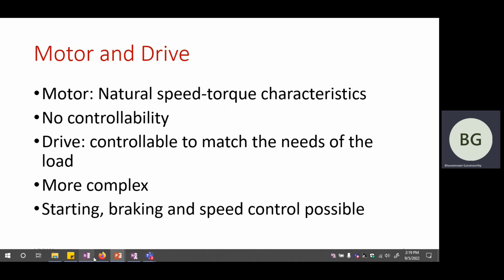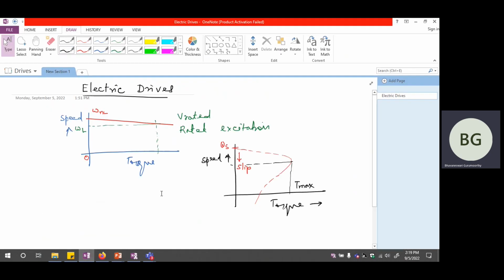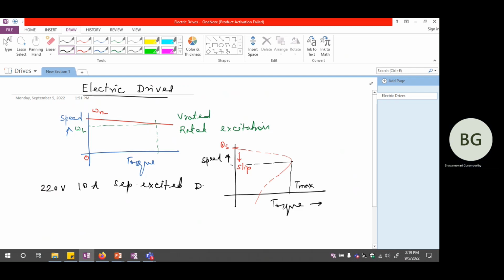So for example, if I am looking at a 220 volts, 10 ampere separately excited DC motor, and I say that its rated speed is going to be 1000 RPM.